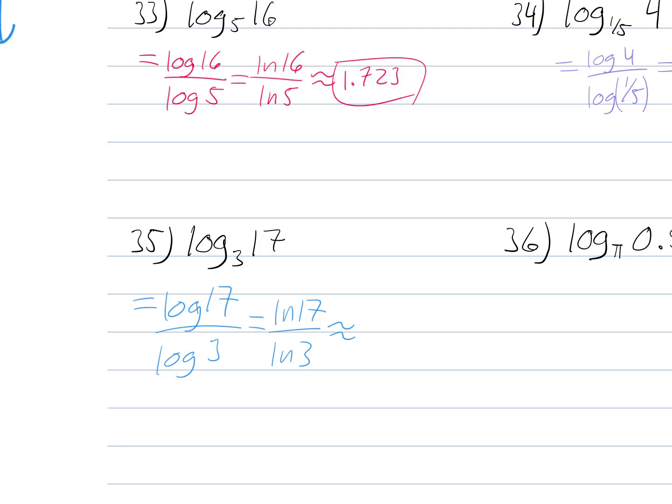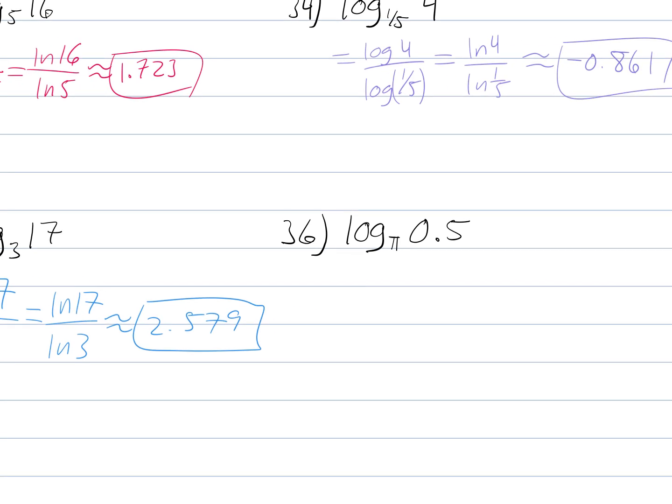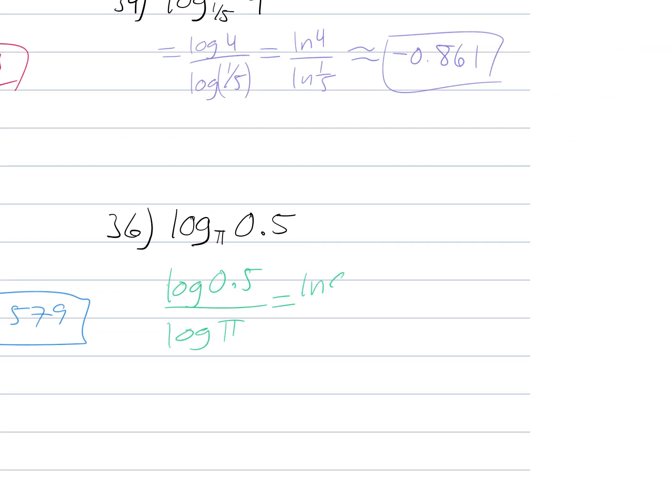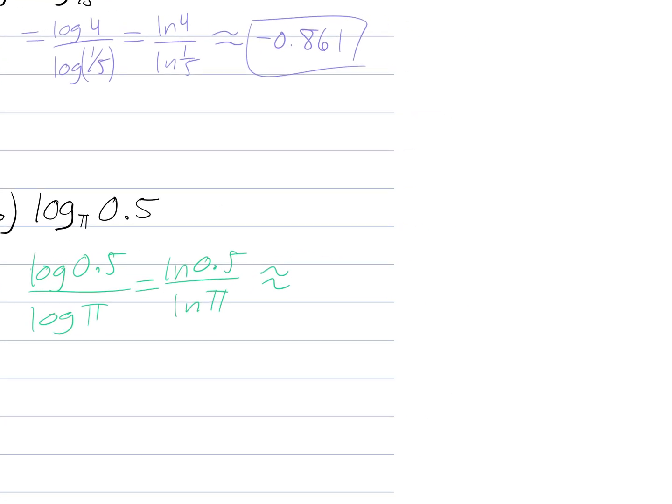All right, putting this in your calculator is going to get you about 2.579. And then the same thing with the last one. I know the pi is a little strange, but still, same exact thing. We have log of 0.5 over log of pi. And this is the same as if I had ln of 0.5 over ln of pi. So I just want to put this in the calculator, and then we get that this is about negative 0.606.